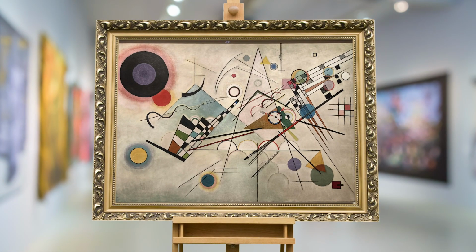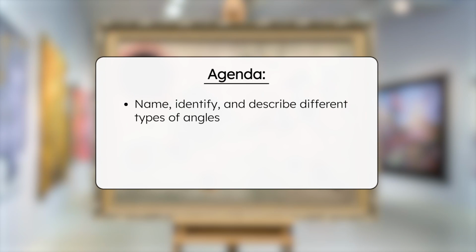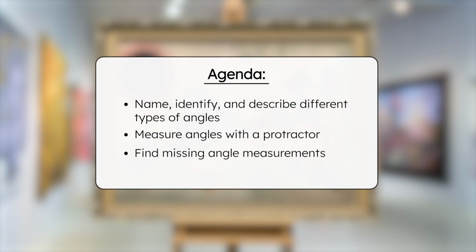Observe for a second. What catches your eye? I'm noticing line segments like we learned about in our last lesson, and I'm also noticing where the lines meet each other to form wide and narrow corners. By the end of today's lesson, you'll be able to name, identify, and describe different types of angles, measure angles with a protractor, and find missing angle measurements. Have your guided notes ready, and let's explore the math behind the masterpiece.